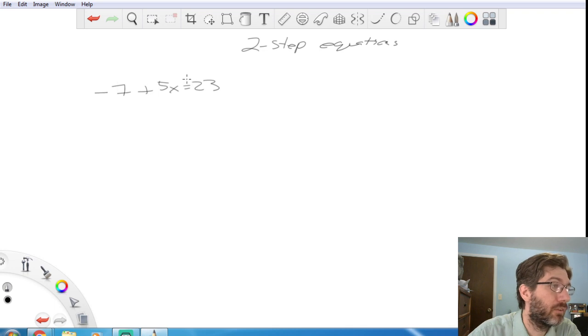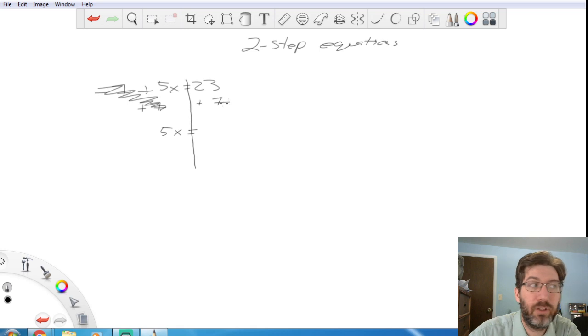In this case, again, draw your line. Inverse operation, I have a negative 7 here, so I'm going to add 7 to both sides. This is going to cancel. It's going to leave you with a positive 5x over here, but we don't need the positive sign. And over here we got 23 plus 7 gives you that 30.